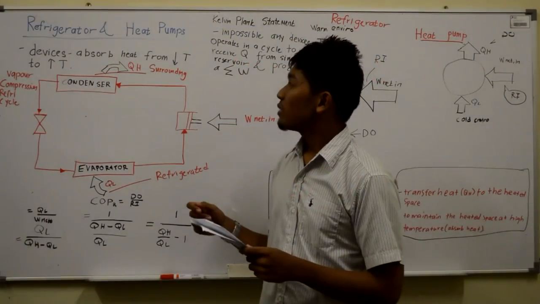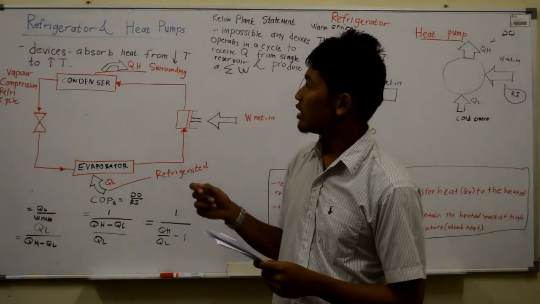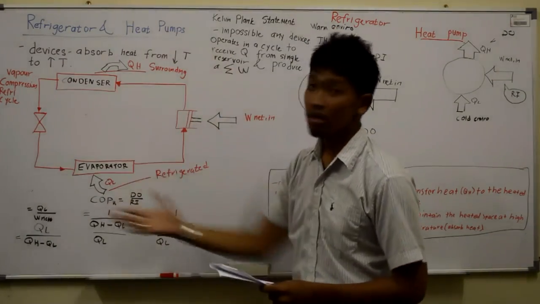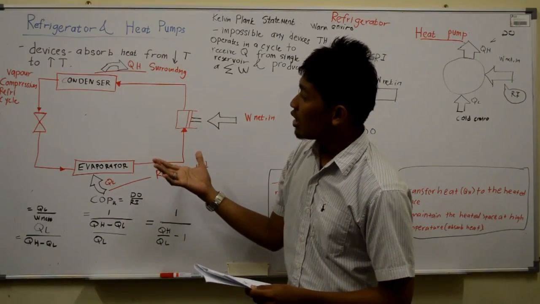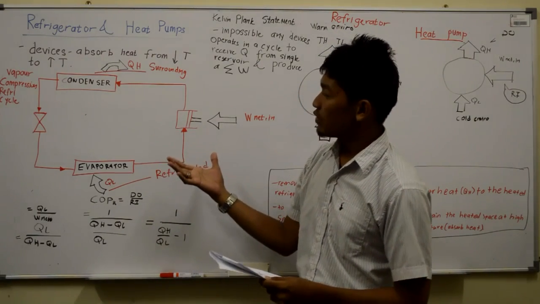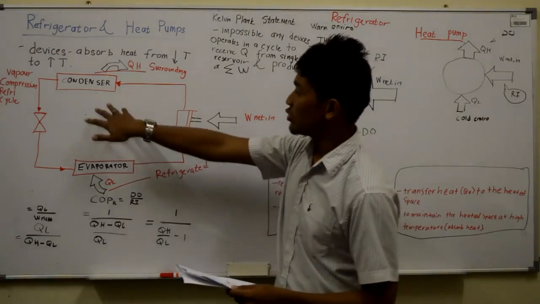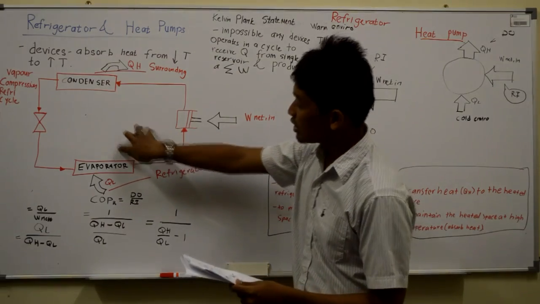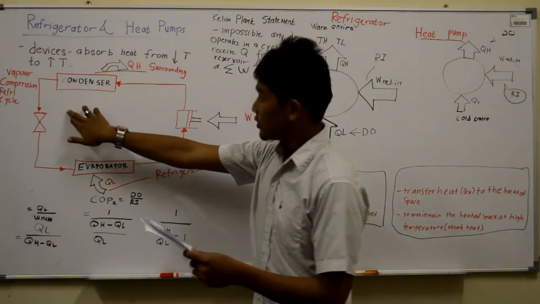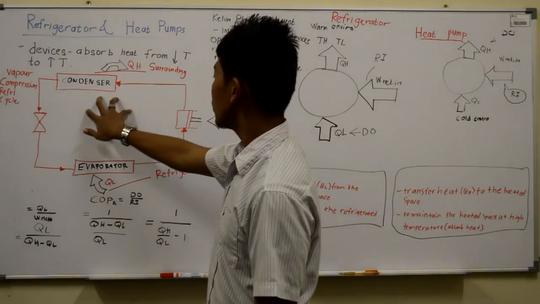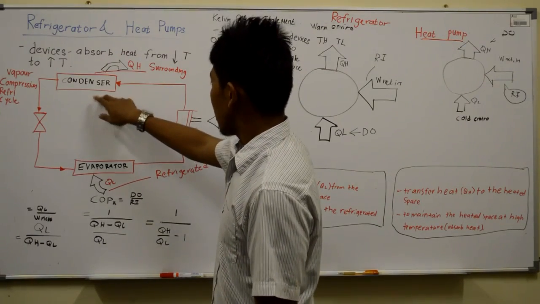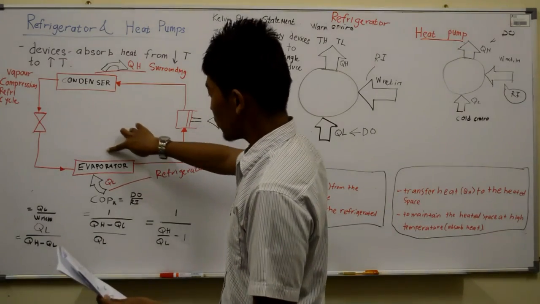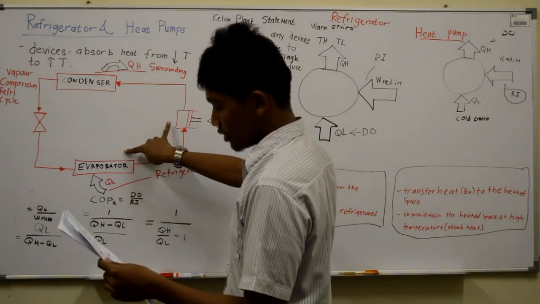Okay, next I will explain about the refrigerator and heat pump in a vapor compression refrigeration cycle. This diagram shows how the vapor compression refrigeration cycle functions. As we can see, this is the condenser, then this is the compressor, the evaporator, and this is the expansion valve. How does it flow? It flows from the condenser and then to the expansion valve, and then it proceeds to the evaporator, and lastly to the compressor.